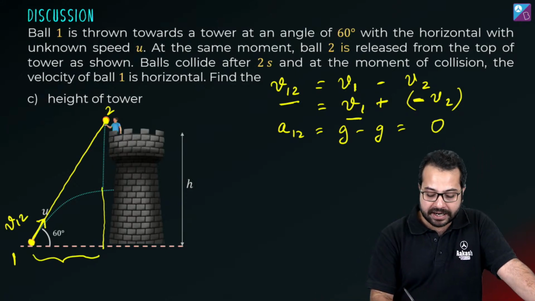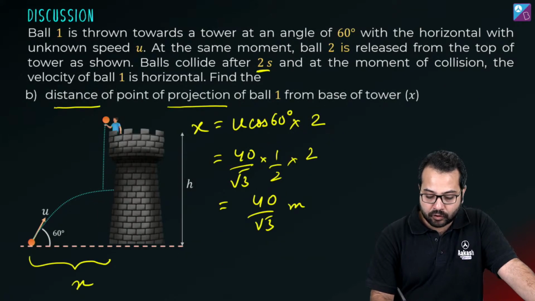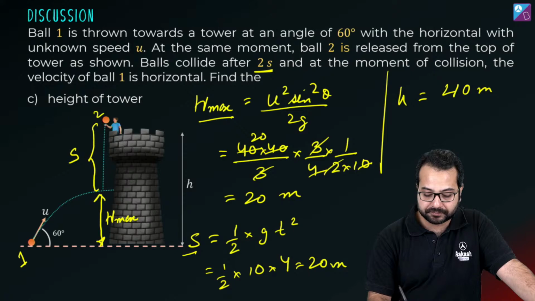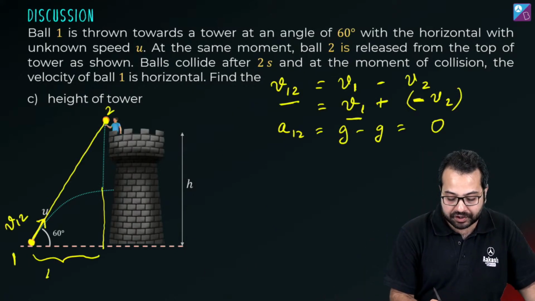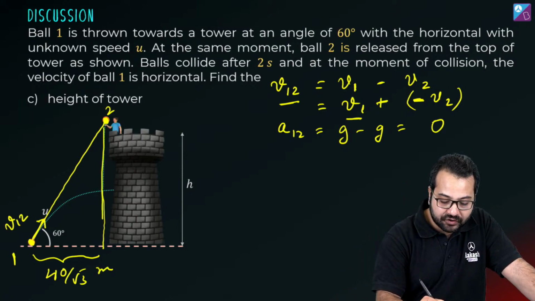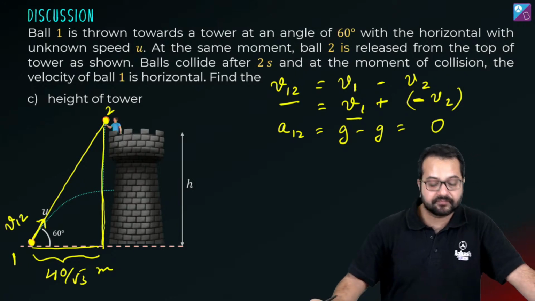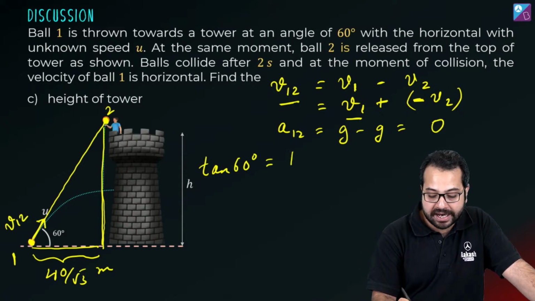From here it becomes very easy to see that this we had figured out. The value of x we had already figured out. What is the value of x? Let's check. The value of x was 40 by root 3 meter. Now just look at this triangle. From this triangle, can we see that tan 60 degree will be equal to h divided by 40 by root 3? Can we say that?